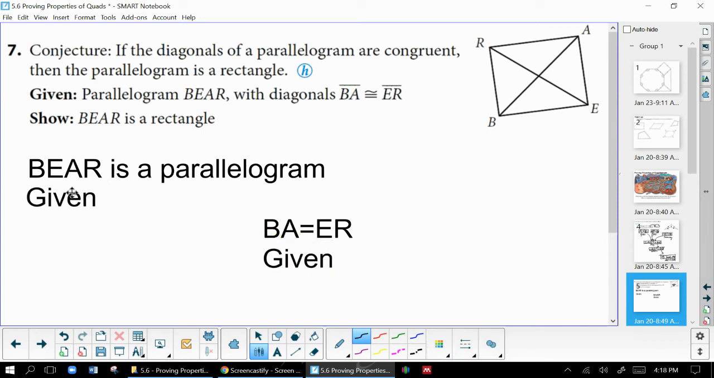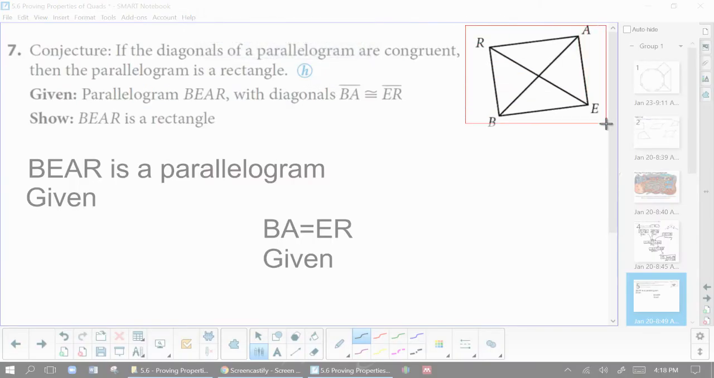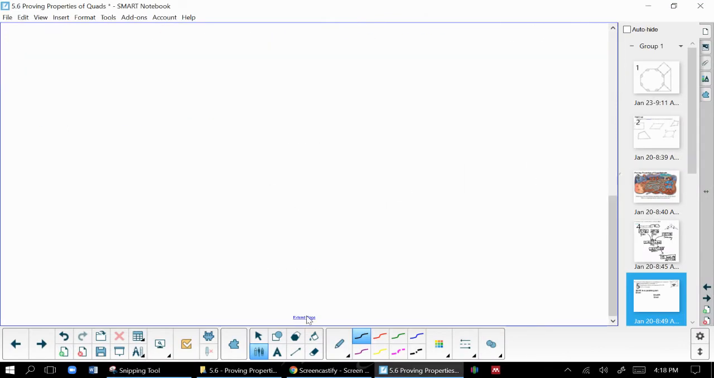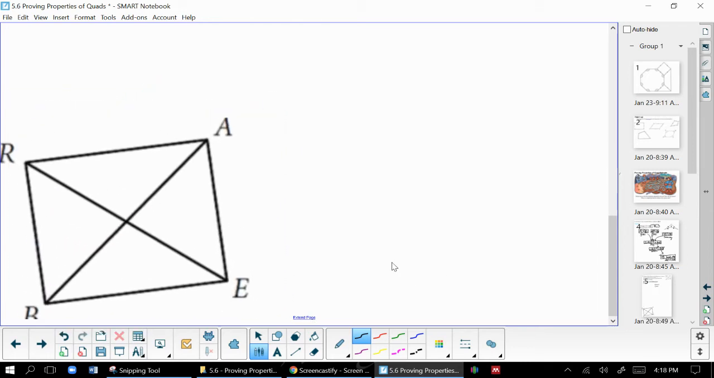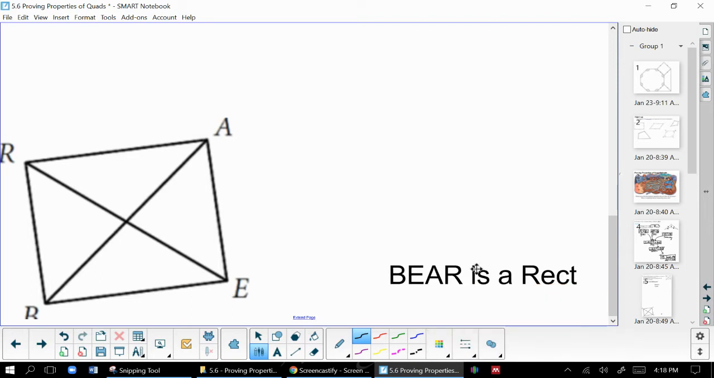And this is a point where I probably am going to suggest that you go to the end and think about what we're trying to prove. We are trying to prove that this thing is a rectangle. And so before we can do that, we need to think about what makes a rectangle a rectangle. So I'm going to just copy that. And we'll put it at the bottom here so we can talk about it. So our goal is to be able to say that BEAR is a rectangle.